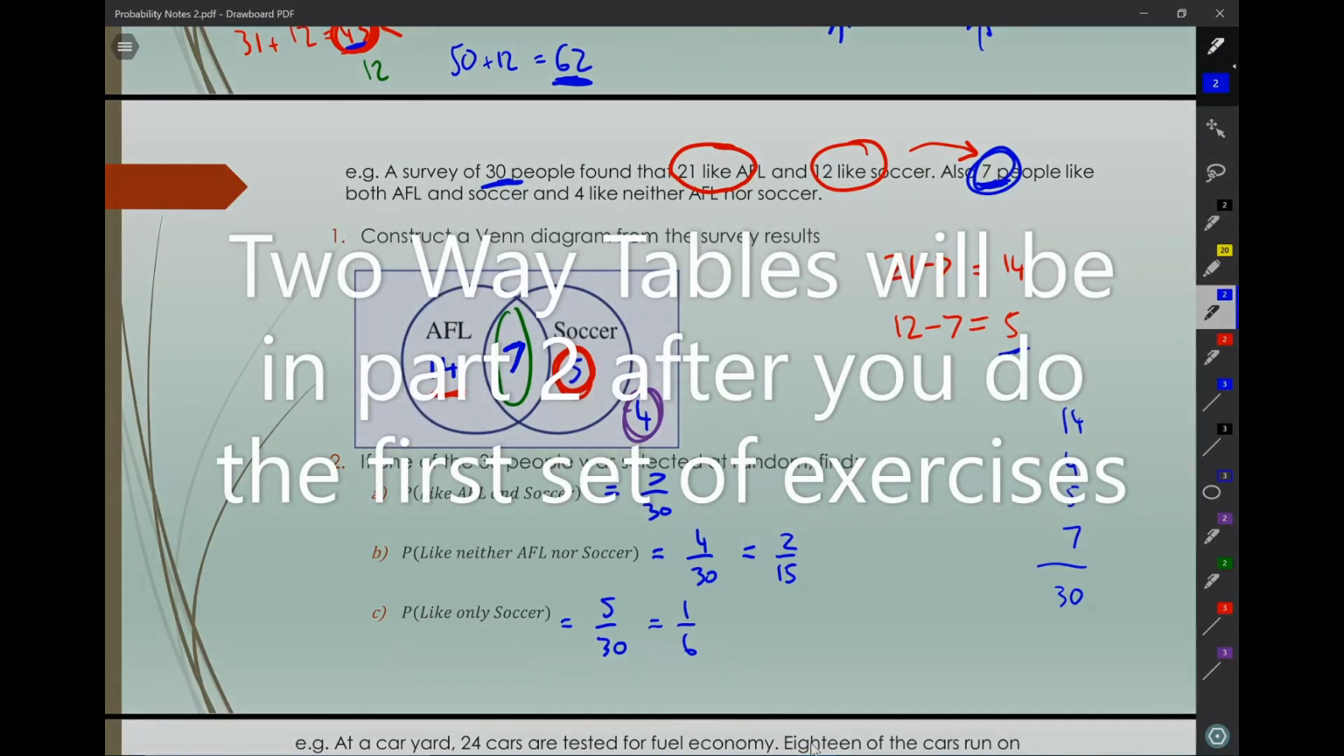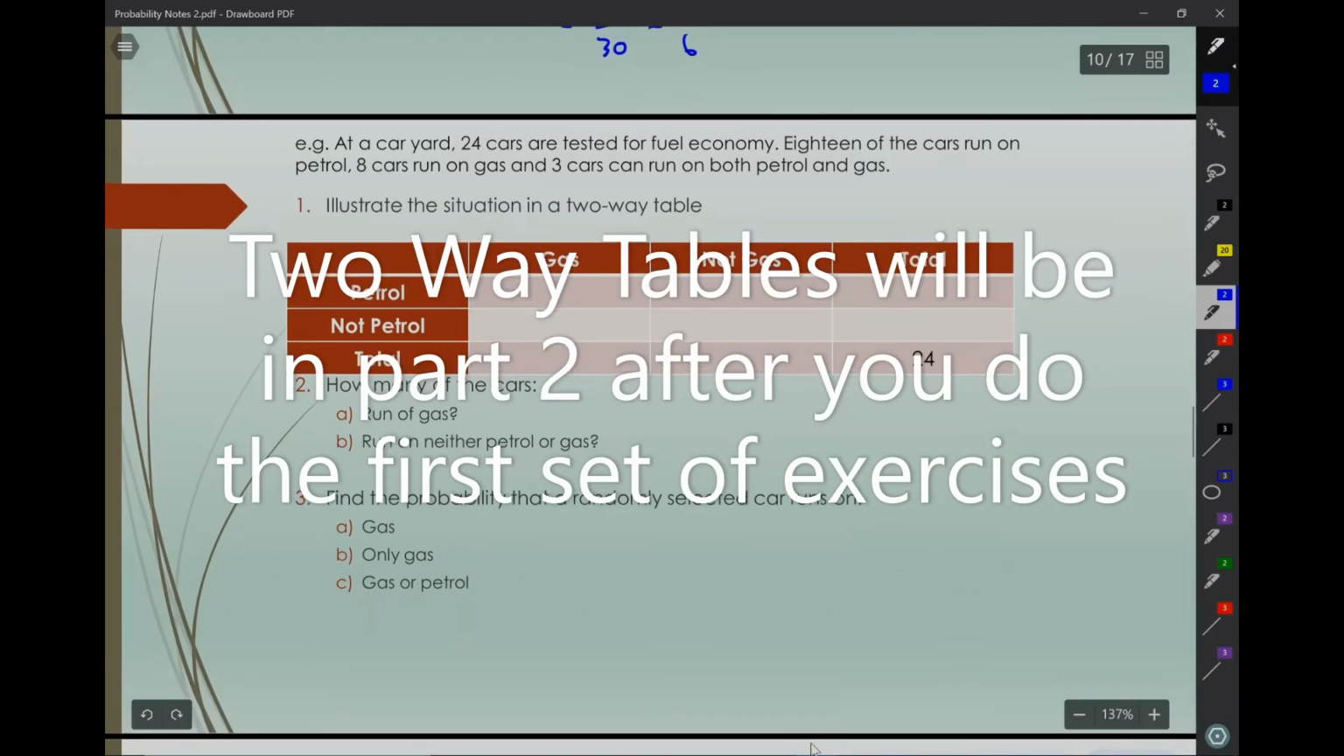Right, and that's Venn diagrams. Now let's do a quick two-way table example.